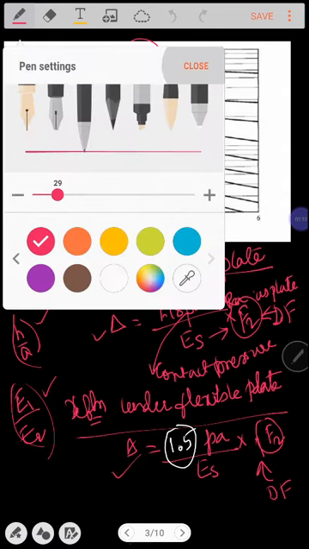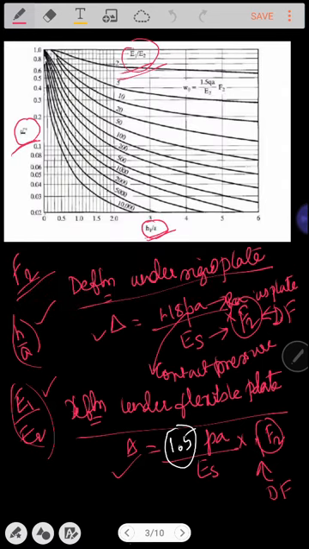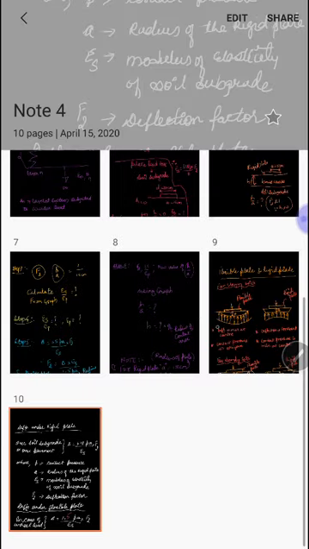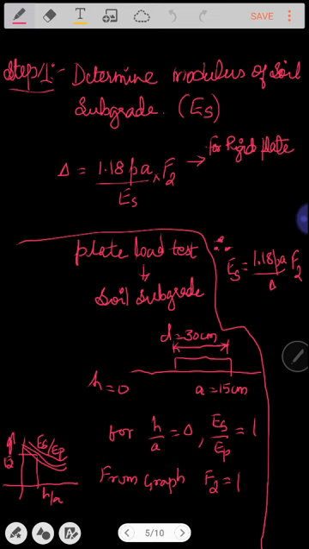Whenever H upon A is equal to 0, you can expect the E1 upon E2 value is equal to 1, and thereby for E1 upon E2 equal to 1 as well as H upon A equal to 0, the F2 value is also equal to 1. So with that we can make a conclusion over here in step number 1.